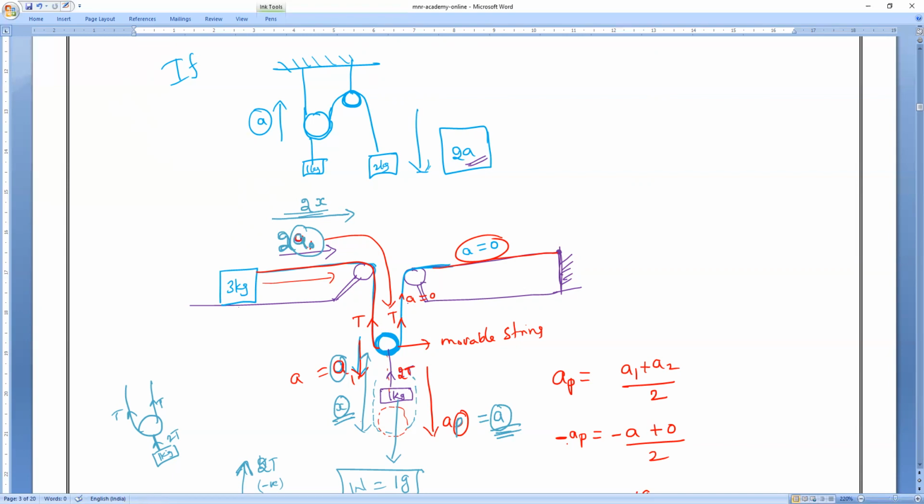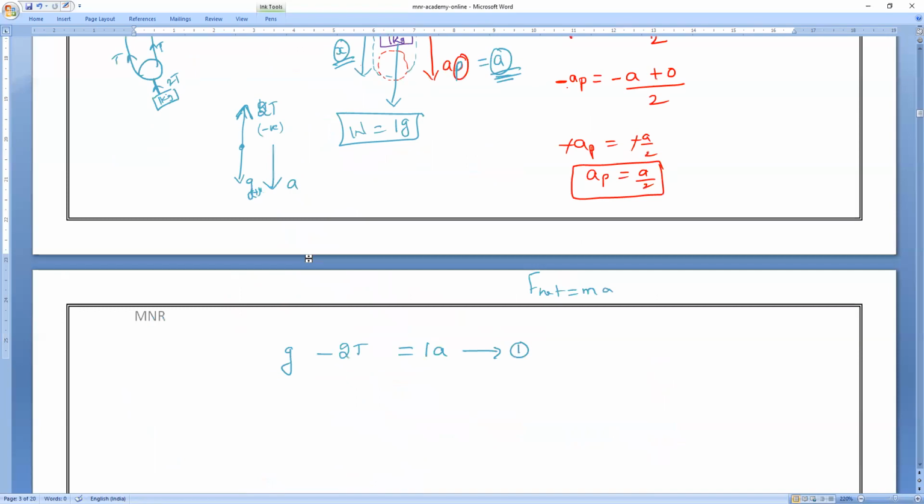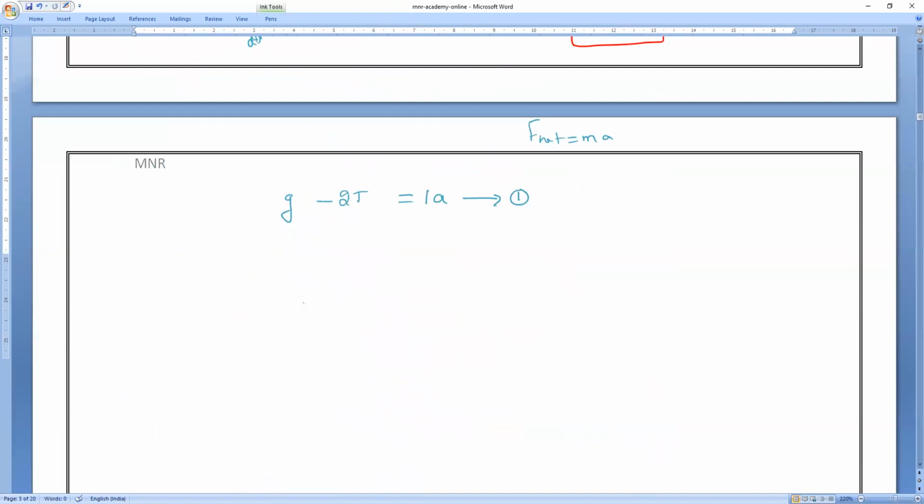Yes, sir. The force acting downwards is 3G. Of course, the normal is acting upward, because it is not going upward or downward, it is going horizontally. So both will get cancelled. Balanced. Gone. So only one force is acting, and the acceleration is 2A. If I draw the free body diagram, only tension is acting. So that's all. Then what is the answer? Net force is equal to tension.